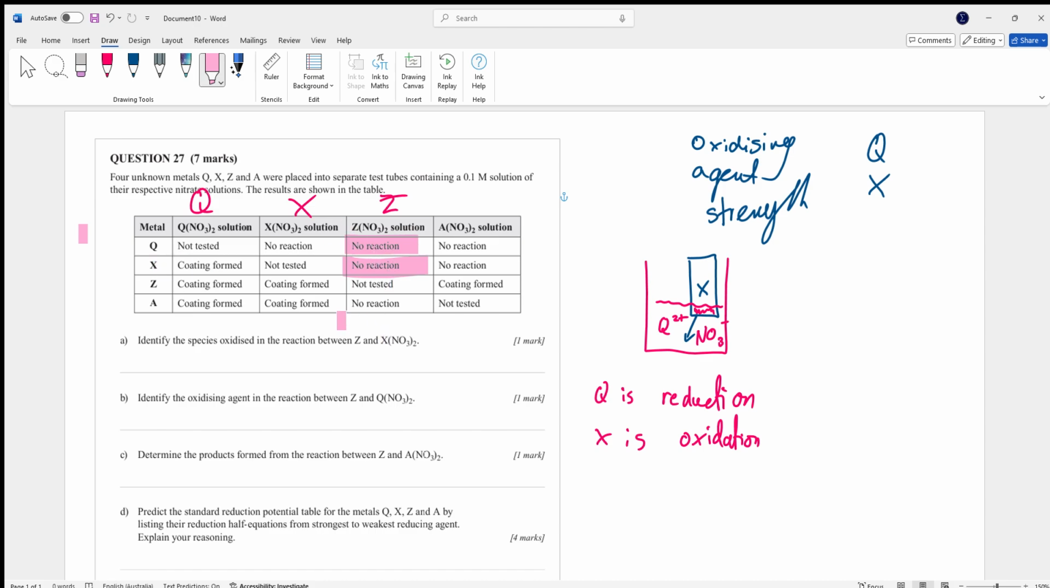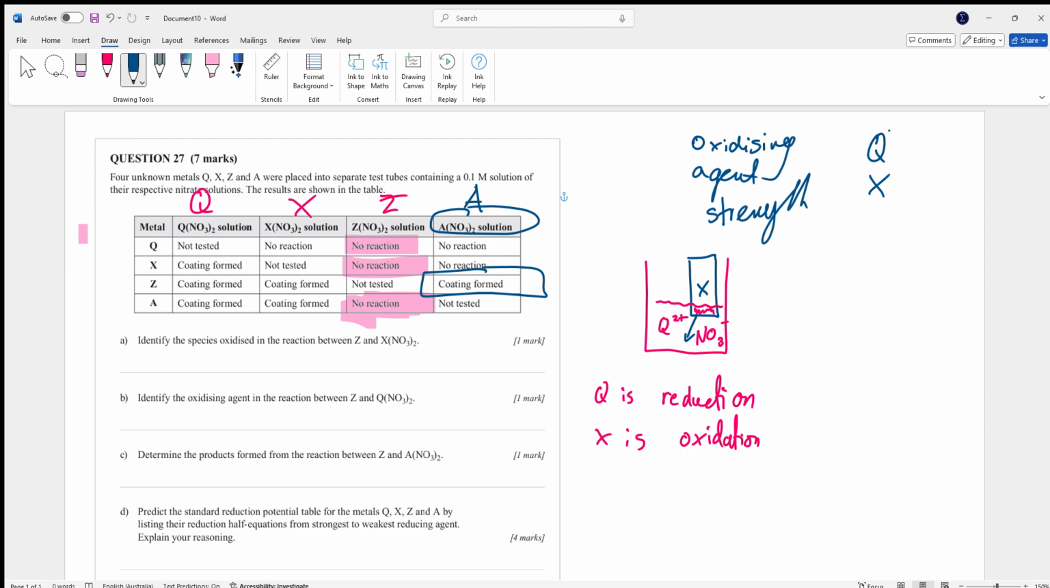Now here, if we go down to A, we can also see there's no reaction. So what that tells me is that element Z, it doesn't have to be zinc, they're just saying element Z, but I just thought zinc, is the weakest at stealing electrons out of these four, because it can't steal electrons from any of them. So if I go to the next table, element A should form a coating with Z, which we can see right there.